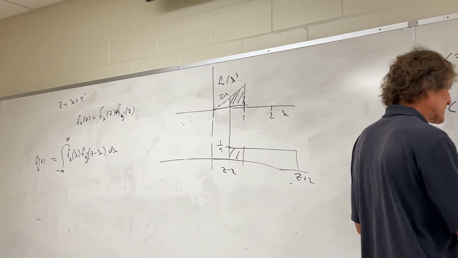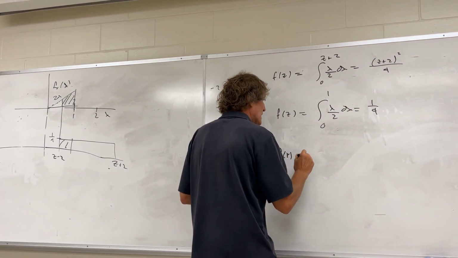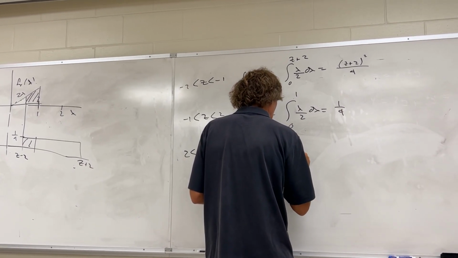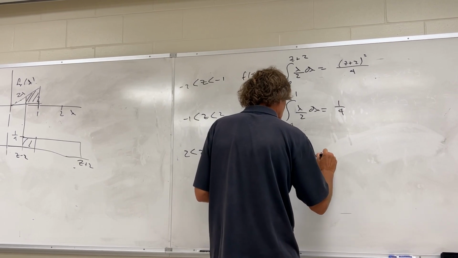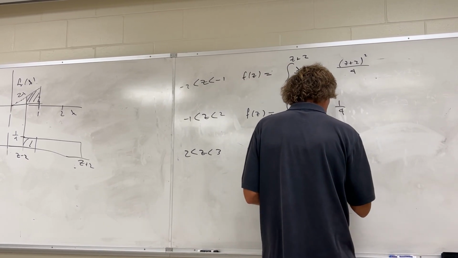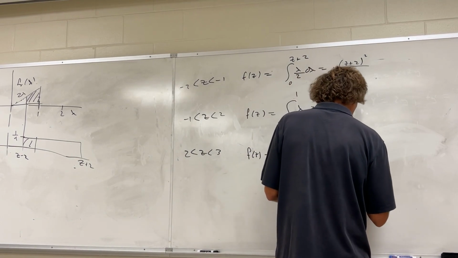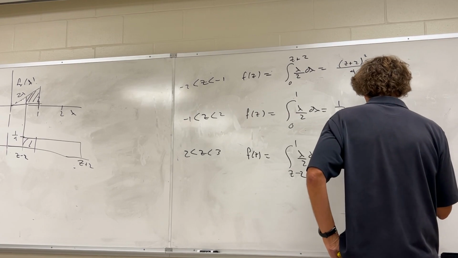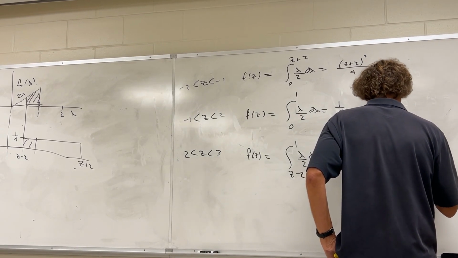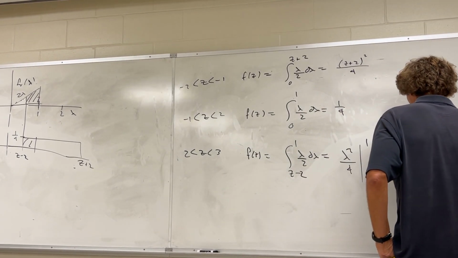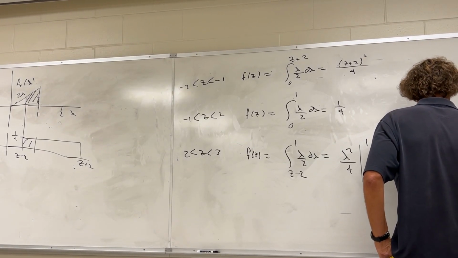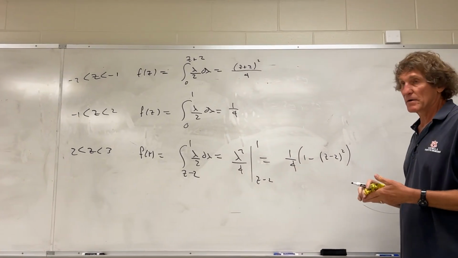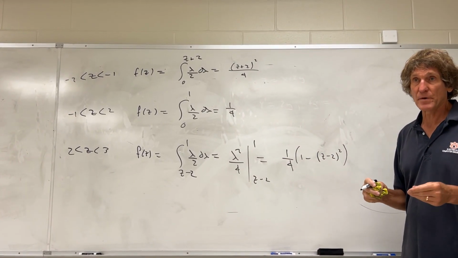So here, my f of z is really going to be the integral from z minus 2 to 1 of lambda over 2 d lambda. So it's lambda squared over 4, evaluated from z minus 2 to 1. And that's simply going to be 1/4 times 1 minus the quantity z minus 2 squared. And again, you can go ahead and multiply that out and get what you want, but that's the answer. Do you all follow me, class, on this one?